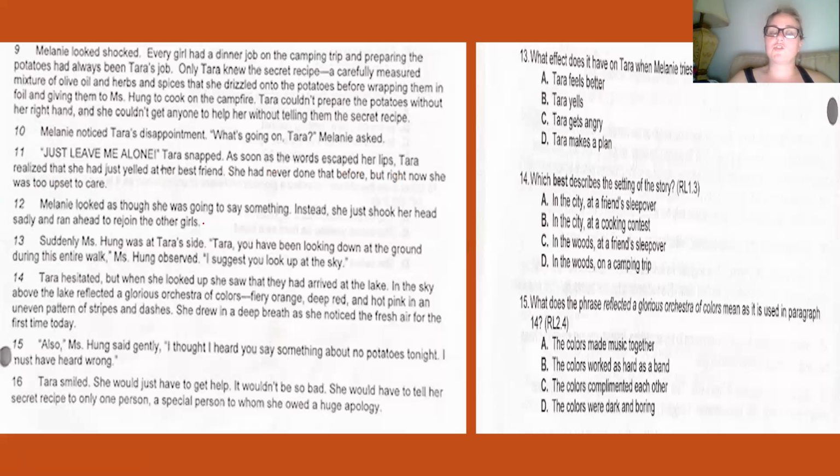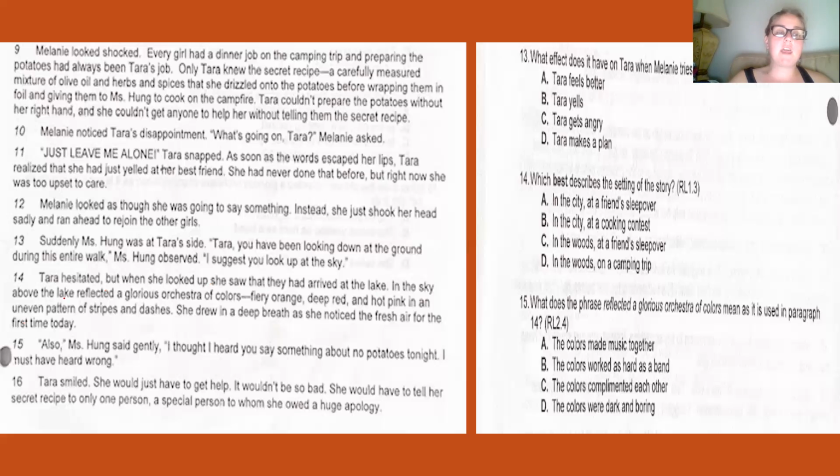Melanie looked as though she was going to say something. Instead, she just shook her head sadly and ran ahead to rejoin the other girls. Suddenly, Miss Hung was at Tara's side. "Tara, you have been looking down at the ground during this entire walk," Miss Hung observed. "I suggest you look up at the sky." Tara hesitated, but when she looked up, she saw that they had arrived at the lake.